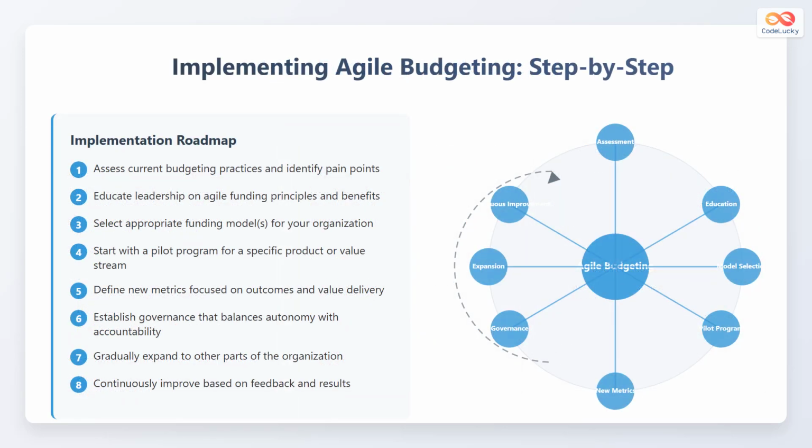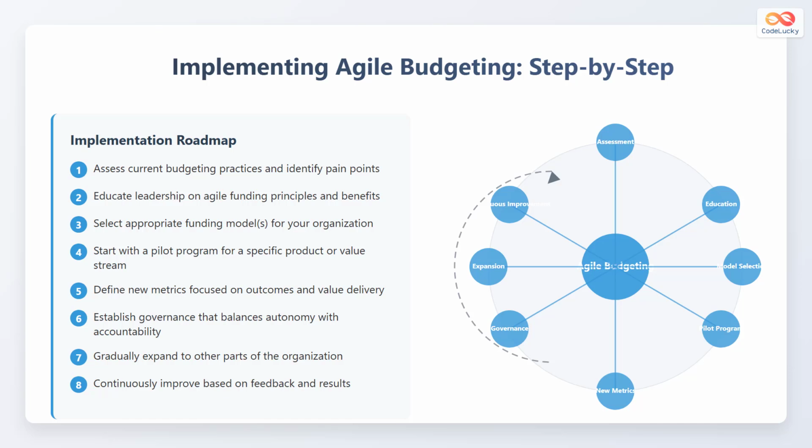Here is a step-by-step implementation guide for Agile budgeting. First, assess current budgeting practices and identify pain points. Second, educate leadership on Agile funding principles and benefits. Third, select appropriate funding models for your organization. Fourth, start with a pilot program for a specific product or value stream.